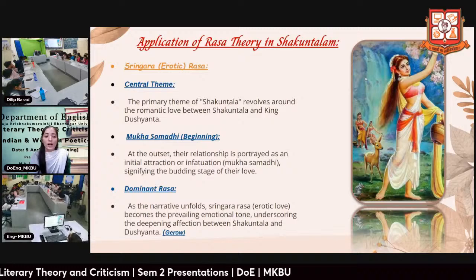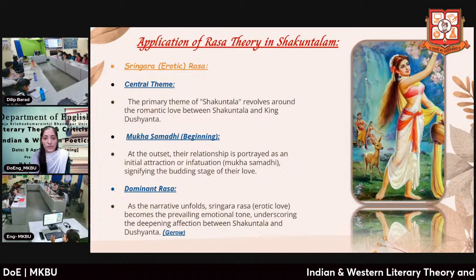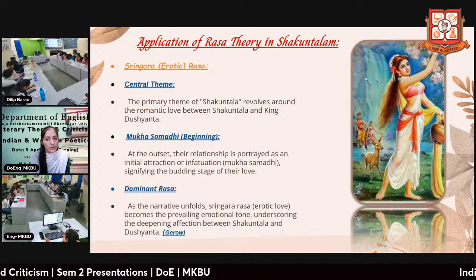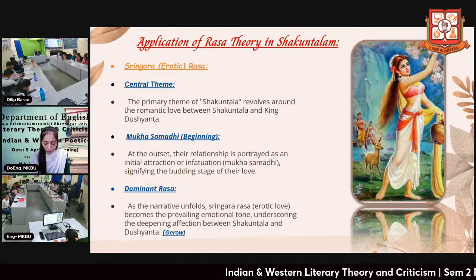We can find that in the beginning of their relationship, when they started, this rasa appeared on stage. It is the dominant rasa among all the nine rasas. All the critics believe that this rasa is dominant throughout the play. And this I have taken from Edwin George's article.